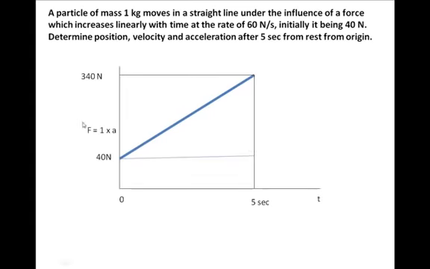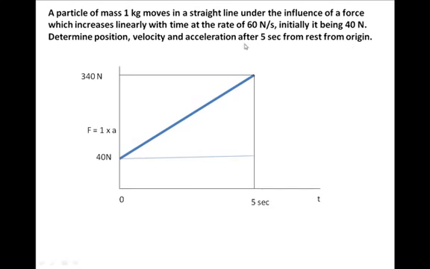Okay. The first problem says a particle of mass 1 kg moves in a straight line under the influence of a force which increases linearly with time at the rate of 60 newtons per second, initially being 40 newton. Determine position, velocity and acceleration of that particle after 5 seconds from rest from origin.